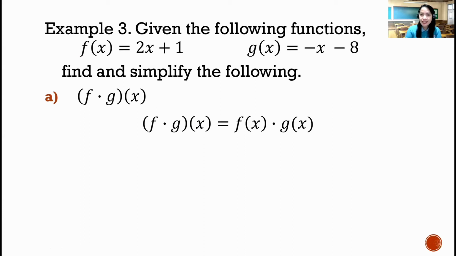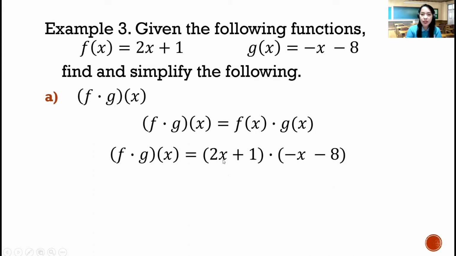So that is, since na ang given na unang function ay f of x, so siya yung nasa unahan na function or yung value ng f of x, which is 2x plus 1. And then the second function is g of x, which is negative x minus 8. So here we have 2x plus 1 times the operation times negative x minus 8. So do not forget to enclose the given functions using parentheses.